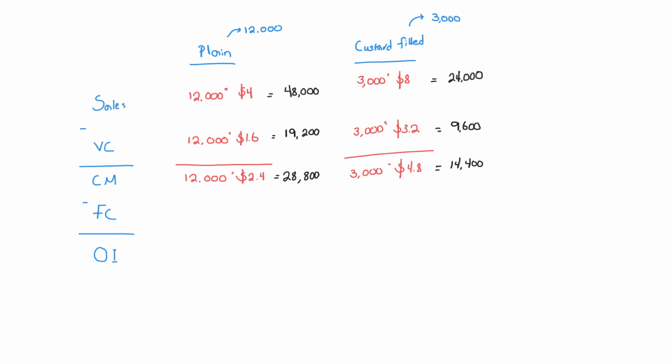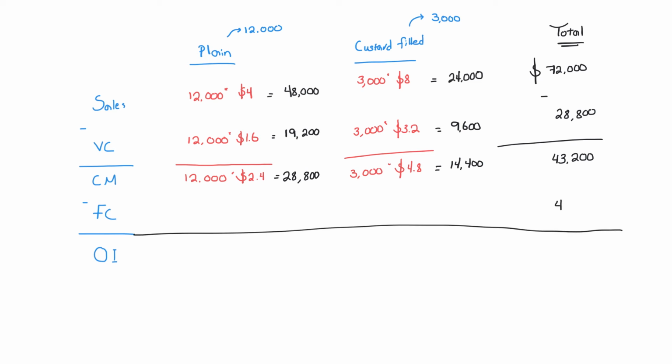Okay, now I need to create a column for the total. Okay, so 48 plus 24, the total sales would be $72,000. The variable cost as total will be 19,200 plus 9,600, it's gonna be 28,800. Now sales less variable cost, which is 28,800, it's gonna be 43,200. Okay, now for the fixed cost, again the total fixed cost was 43,200. If you go back to the August contribution margin income statement, the total fixed cost was 43,200.